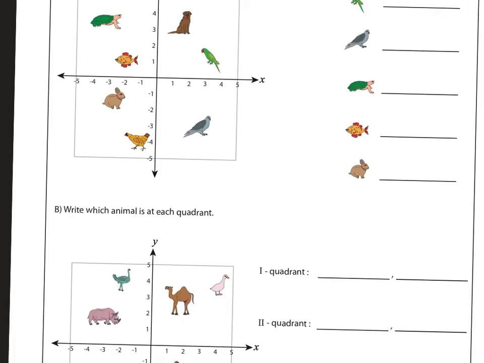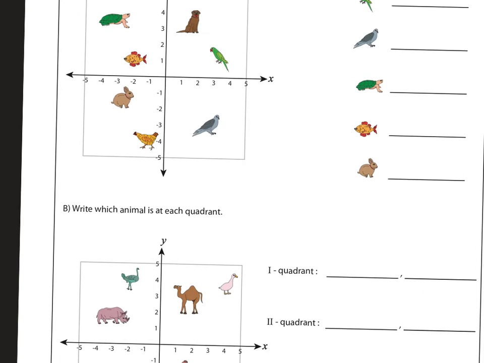Okay, so here's the next page. The next page is just identifying the quadrant. So we are literally just going to be putting either a Roman numeral 1, Roman numeral 2, Roman numeral 3, or Roman numeral 4 by each of these little animals.